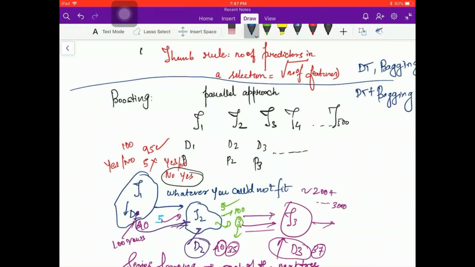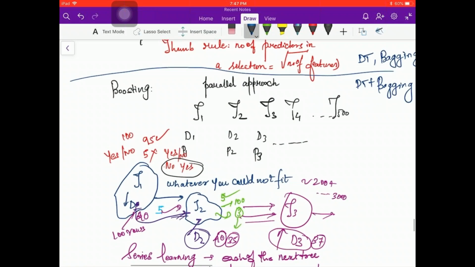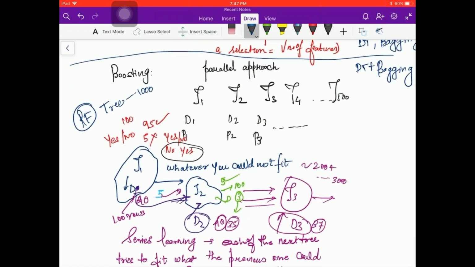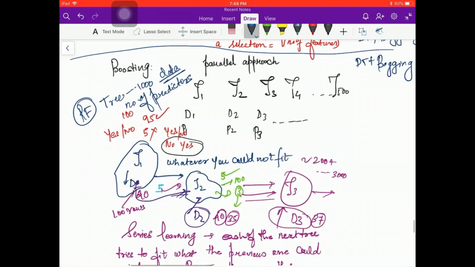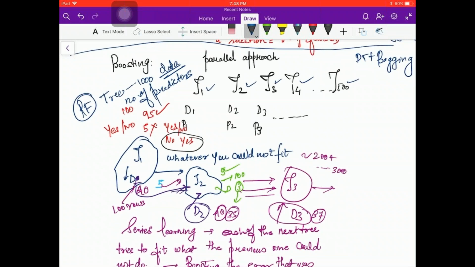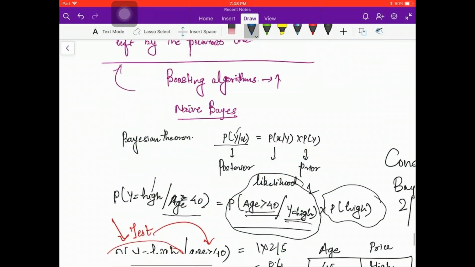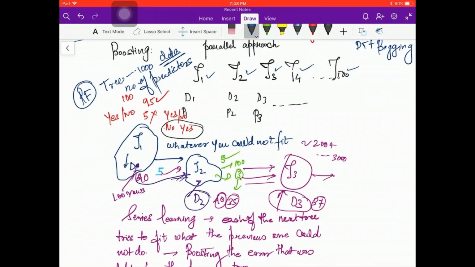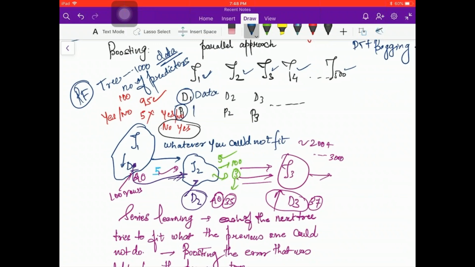Same as random forest, you have the number of trees, let's say 1,000. You have different numbers of predictors. And in random forest, you have different data as well. But the key difference is that your T1, T2, T3, T4, till T500 in random forest were working independently. Here, it says, hey, T1, you take D1, you take P1 with it. I mean, D1 is the data and P1 is the predictor.